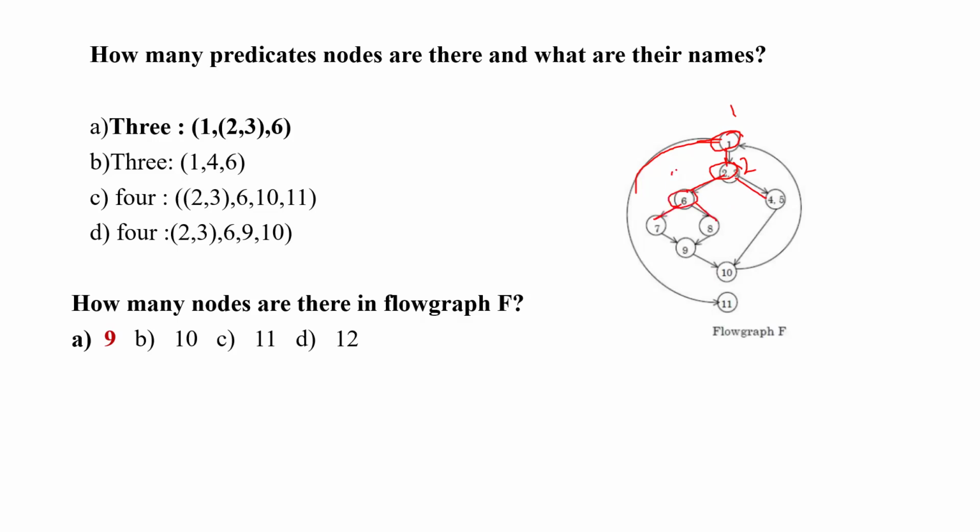So this is also a predicate node. So totally 3 only. 7 goes only one place, 8 one way only. So totally I have 1, 2 comma 3, and 6. So totally 3. So what is the question? How many predicate nodes? Okay, 3 are there, and what are their names? We should write 2 comma 3 joined together as one node in brackets, and 6. Those are the predicate nodes. And how many nodes? The same thing in the flow graph. Totally how many nodes? It's 9. Nodes are just vertices.